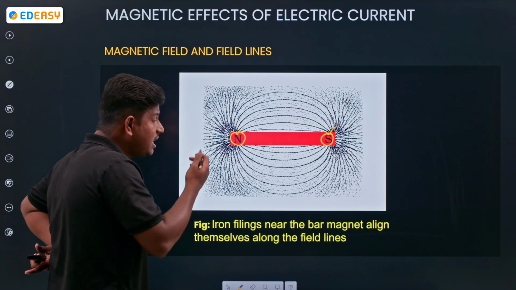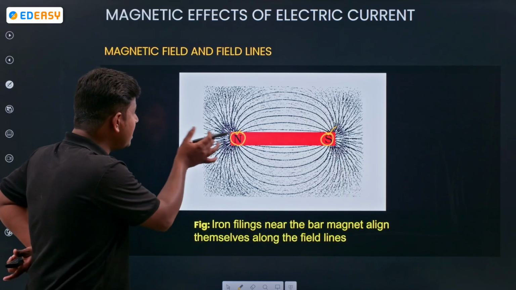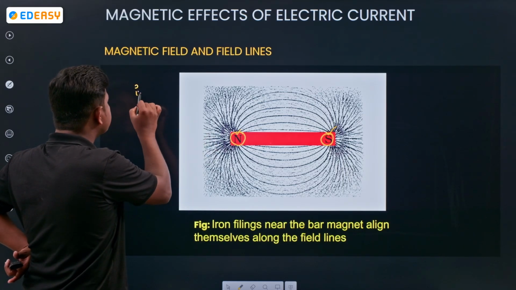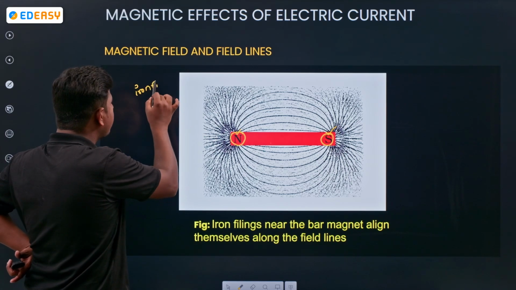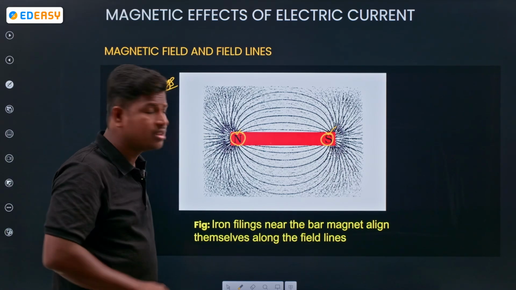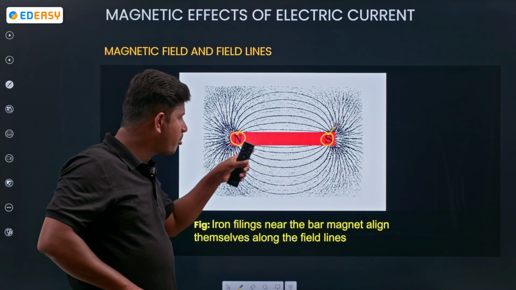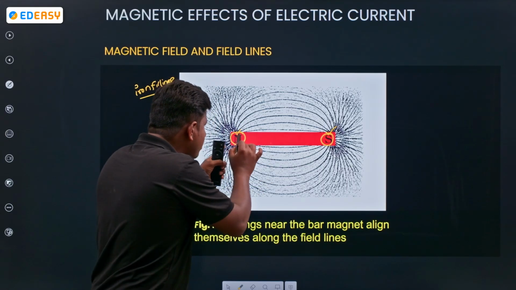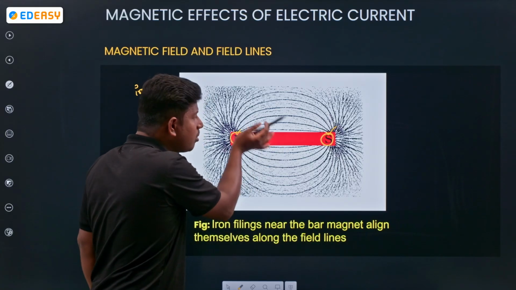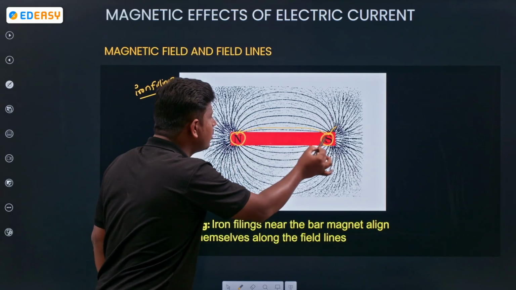See what they did here. If you place iron filings around the bar magnet, what happened? It produces a field. See how it looks. It looks like a field.